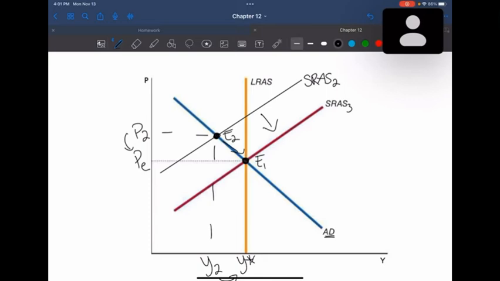So in the end, temporary supply shocks shift the equilibrium one way, but then in the long run, it'll shift back to its original position, leaving the equilibrium at the same place in the long run as Y star, where that is our potential output, and PE, our equilibrium price.